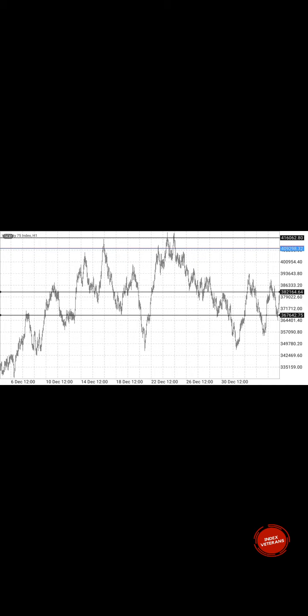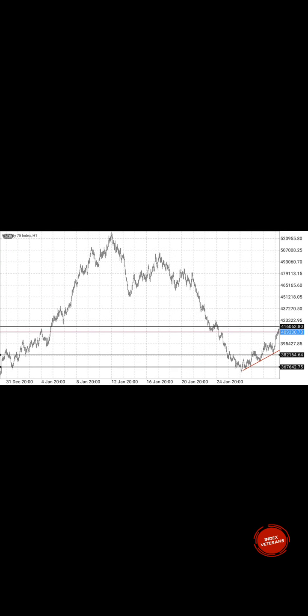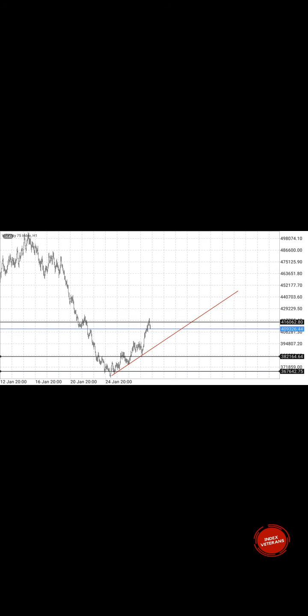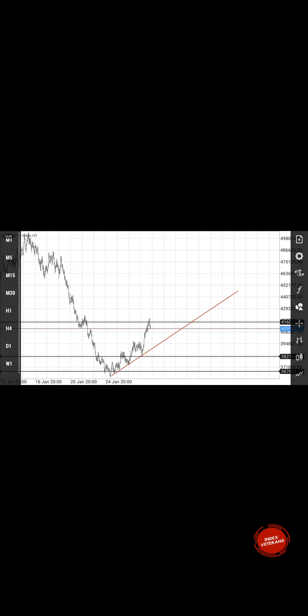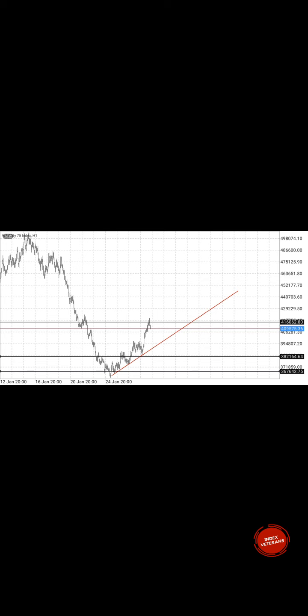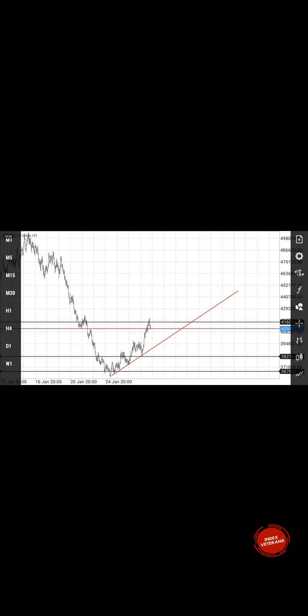So anyway, that's the V75. We are done there. Don't expect anything more. I don't use indicators for analysis, I only use this and it goes very well. We're done with the V75.